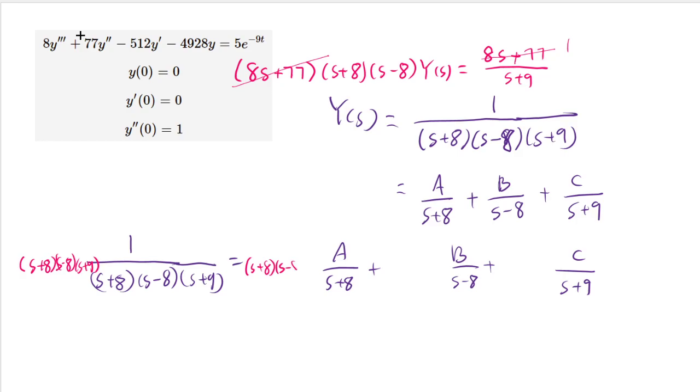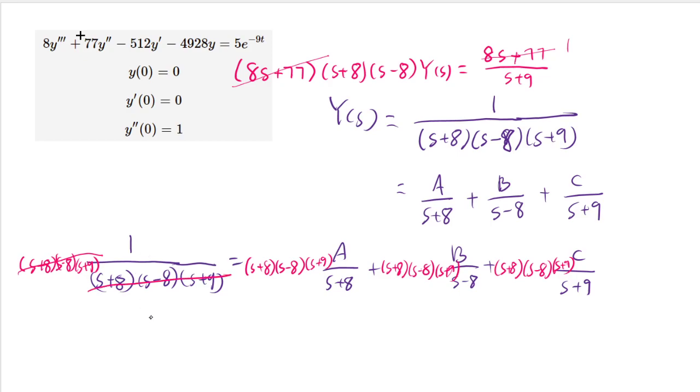So this thing gets multiplied to every term that you see. s plus 8, s minus 8, s plus 9, s plus 8, s minus 8, s plus 9. I'm writing this so that you can easily understand what I'm doing, but you can just skip this step and straight away write down the next line just by doing mental math.